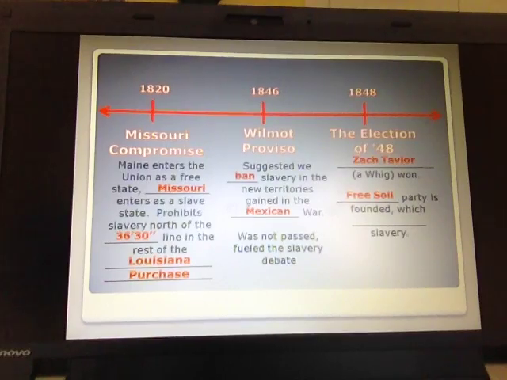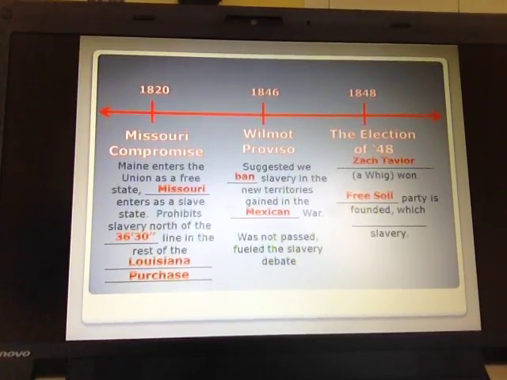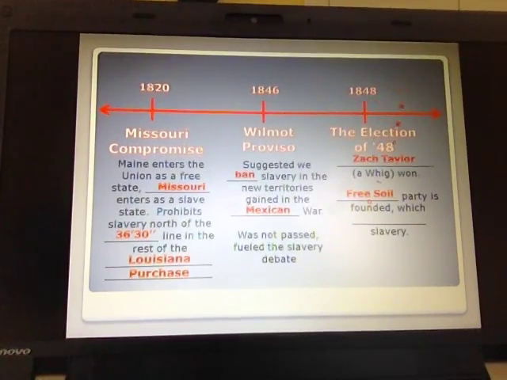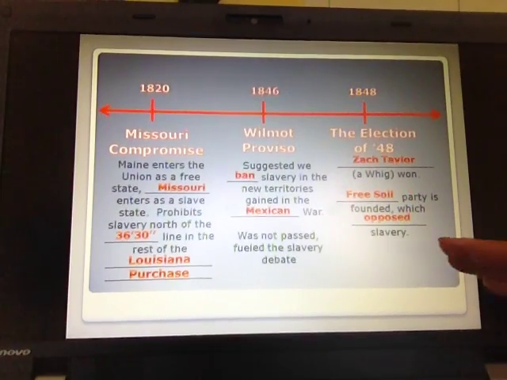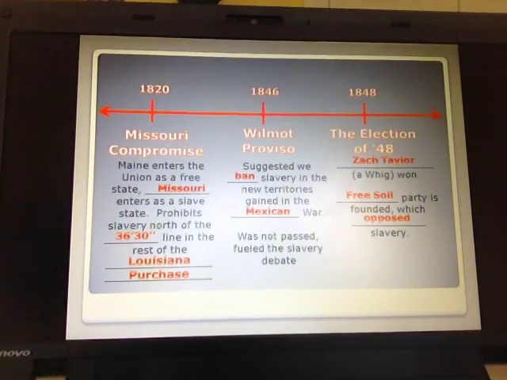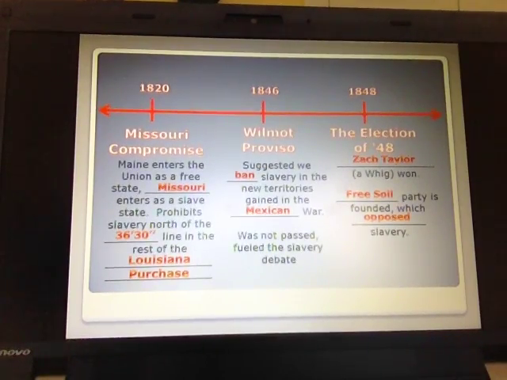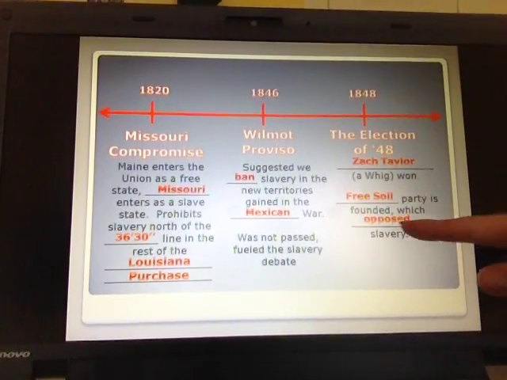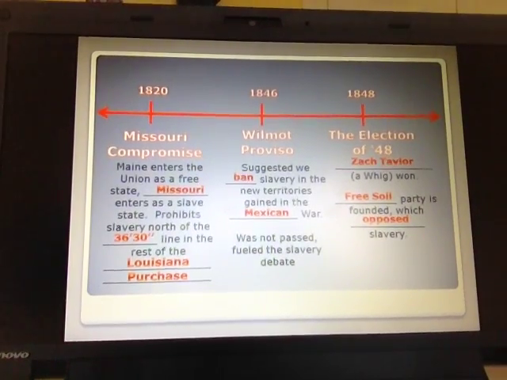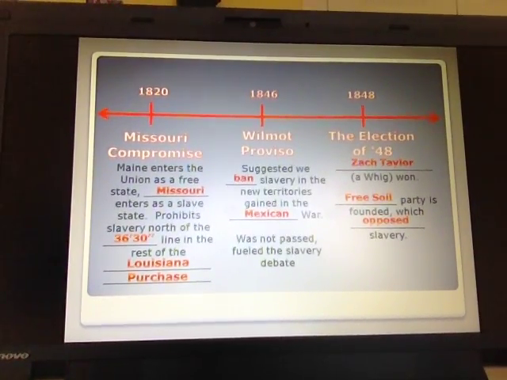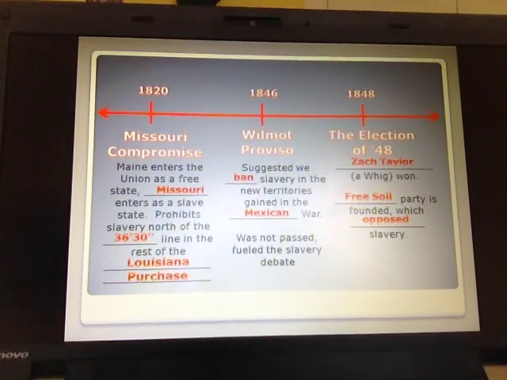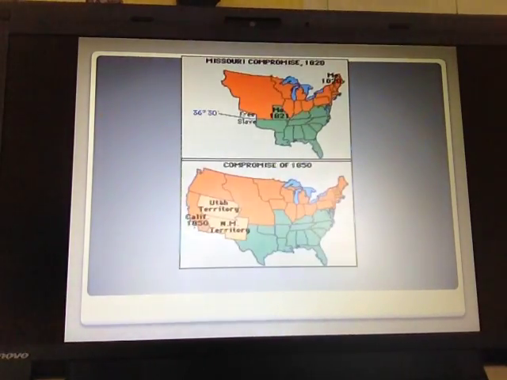The Free Soil Party, we'll be talking more about it in a separate video, but they actually oppose the spread of slavery. They don't just oppose slavery everywhere. They just don't want it to spread into the new territories. So this is a typo here. It needs to be which oppose the spread of slavery. And so this kind of tips you off that we're going to get some new parties forming and some old parties dying out. We'll talk more about that later.